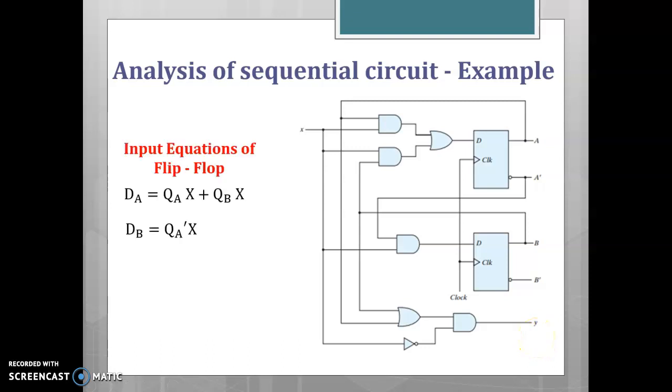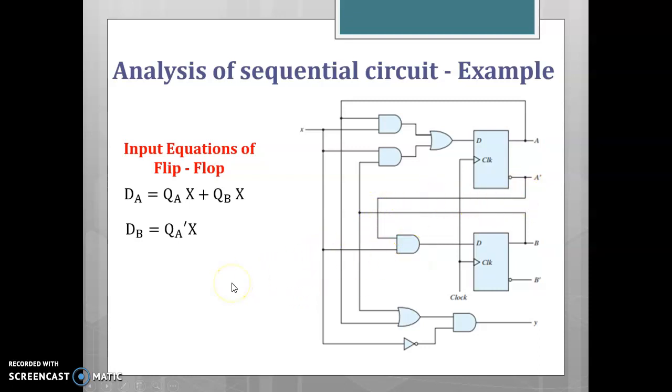So first we will write the flip-flop input equations. DA is the output of the OR gate. Here the AND gate output is QA X and the output of the second AND gate is QB X. Both the outputs are given to the OR gate. So DA is QA X or QB X. The input of the second flip-flop, DB, is the output of this AND gate. The output is QA bar and X.